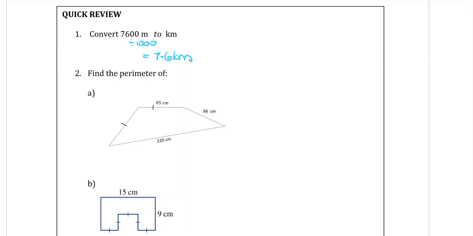Remember that if one of those lines on there is 85, it means this other one over here is going to be 85 centimeters as well. So perimeter will be equal to 85 plus 98 plus 220 plus 85. Did you work that out? What did you get?